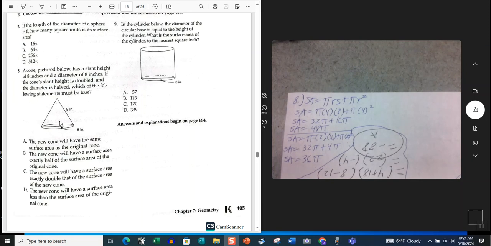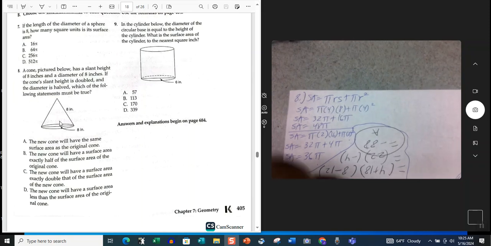It says the new cone will have the same surface area as the original cone. We know that's not true. The new cone will have a surface area exactly half of the surface area of the original cone. It's not half of 48, it's 24. So that doesn't work. The new cone will have a surface area exactly double that of the original cone. That's not true, as neither one of these doubled would give the other answer. It says the new cone will have a surface area less than the surface area of the original cone, and that is correct. So your answer here would be D.